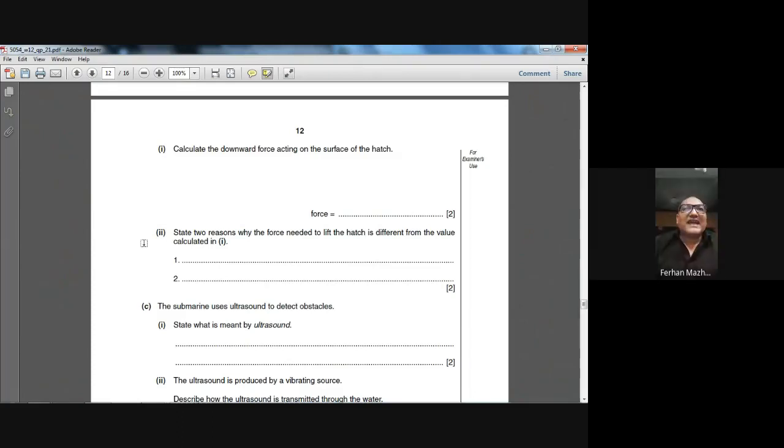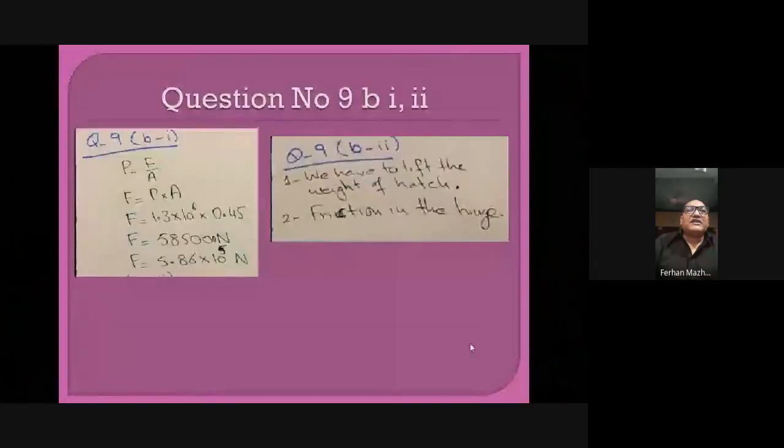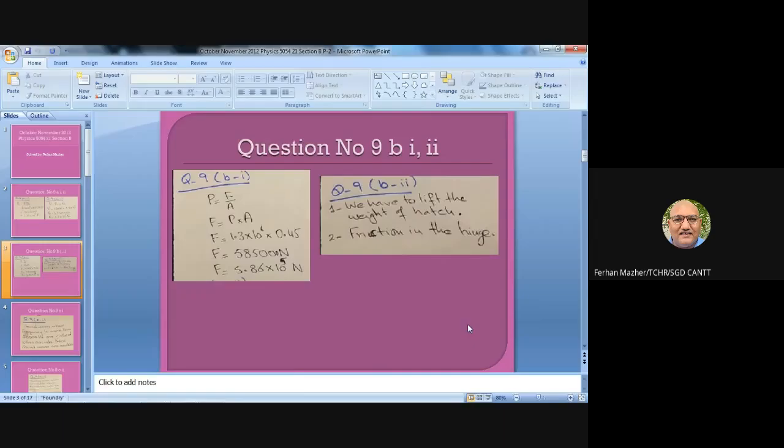It's a 2-mark question. So let's check what I have written, and then we'll see the marking scheme. It says we have to lift the weight of the hatch. So when you try to open it, we have to lift the weight of the hatch also. And another reason can be the friction in the hinge. So let's check the marking scheme. What does the marking scheme say?